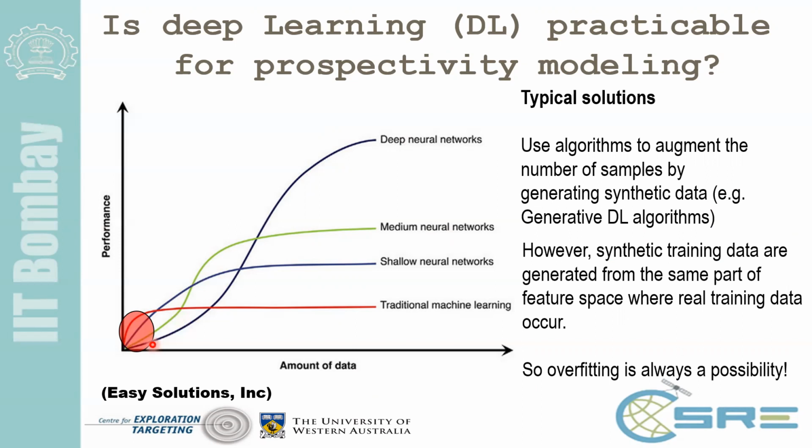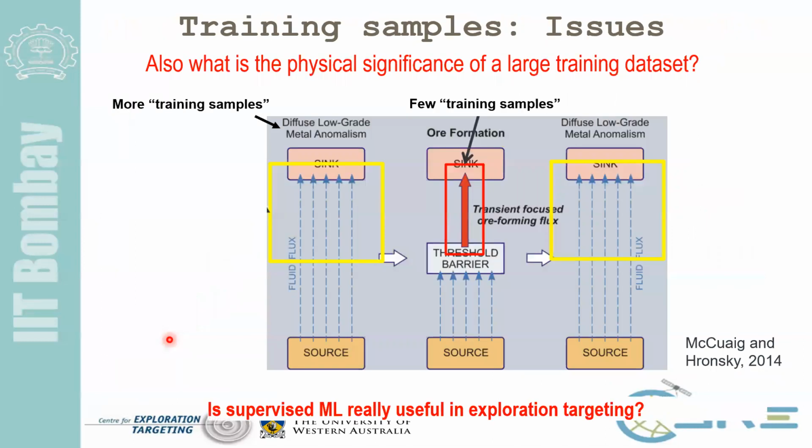So where we are using all different techniques to enhance our training data sets and all those things, but essentially we are simply fooling ourselves, because we are sampling or generating samples in the vicinity of the existing deposits. So it's going to be overfitting. We are actually just increasing the number of training samples without actually adding any new information to the network.